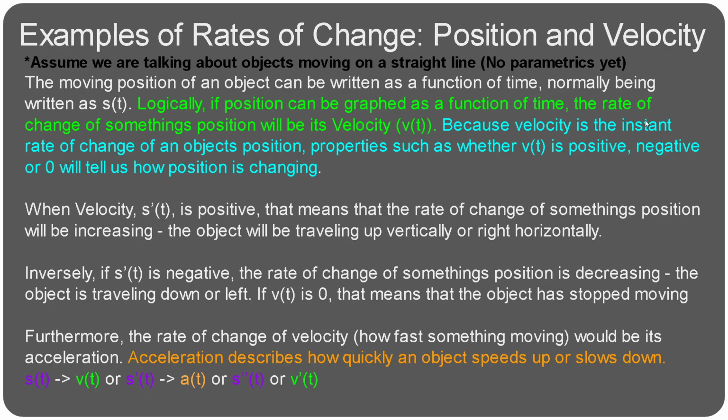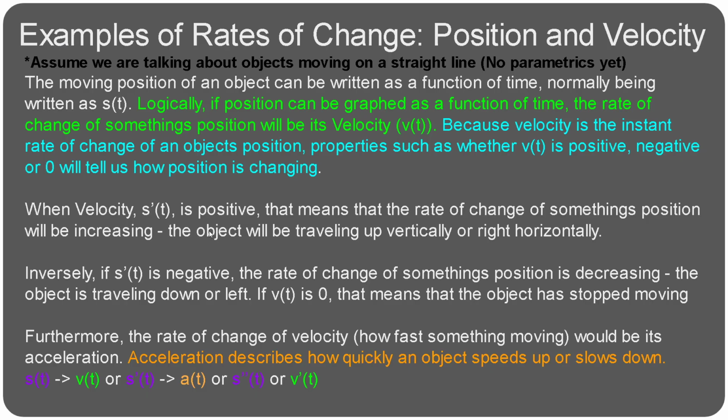So because velocity is the instant rate of change of an object's position, properties such as whether v of t is positive or negative or if it's zero can tell us how position is changing. So here's a quick little example. When velocity, or s prime of t, is positive, that means that the rate of change of something's position will be increasing. So that means typically that the object is traveling vertically up or horizontally to the right.